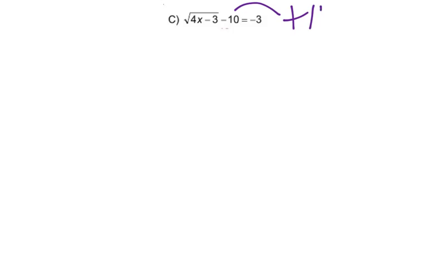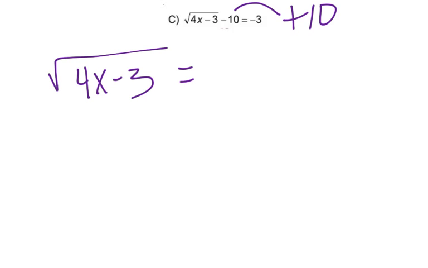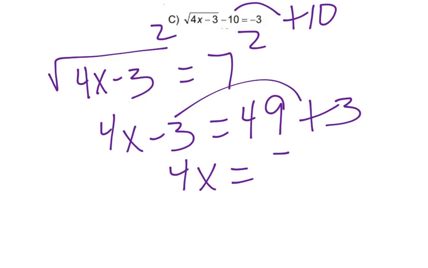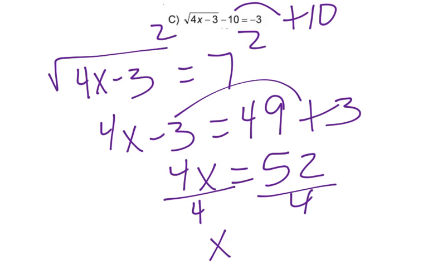Move your 10. So the square root of 4x minus 3 is equal to 7. Square both sides. 4x minus 3 is equal to 49. Move your 3. 4x is equal to 52. Divide by 4. X is equal to 13.